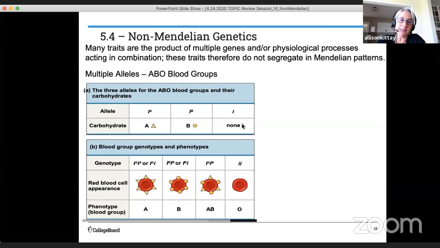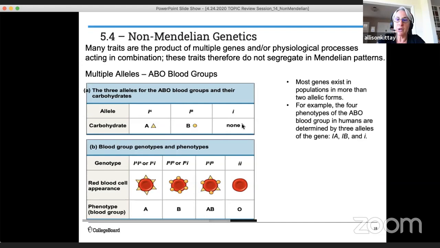I should also go back and tell you that to get blood type A, you can either be homozygous for A or you can be heterozygous A i. Same is true with B. You can be homozygous for B or you can be heterozygous B i. Now, I'm not going to go into detail right now about blood compatibility. That's kind of a different lesson, but you can be thinking about how that might work.